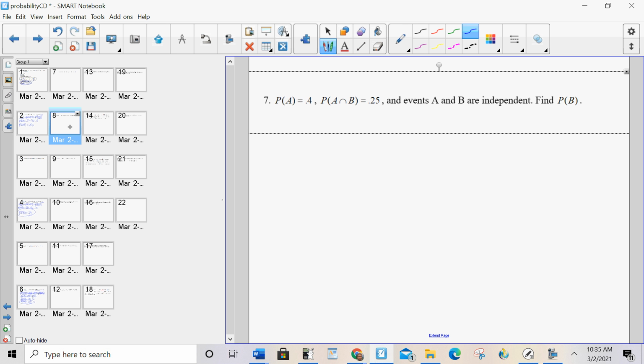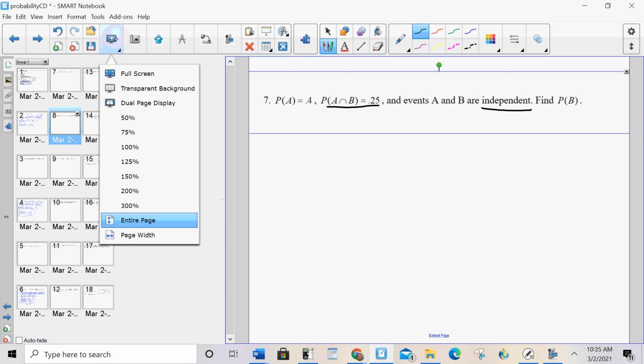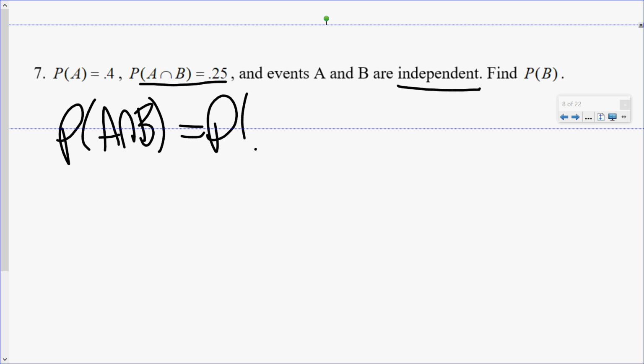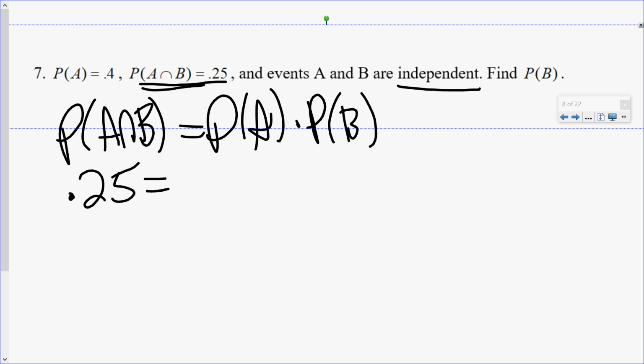Let's take a look at number 7. It says that they're independent. I'm dealing with and, so I'm going to do my independent formula. P of A and B equals P of A times P of B. Now, it's not asking me for P of A and B like it did in the previous example. It's telling me that P of A and B is 0.25. It's telling me that 0.4 is P of A. It's asking me for P of B. So I'll call that X.